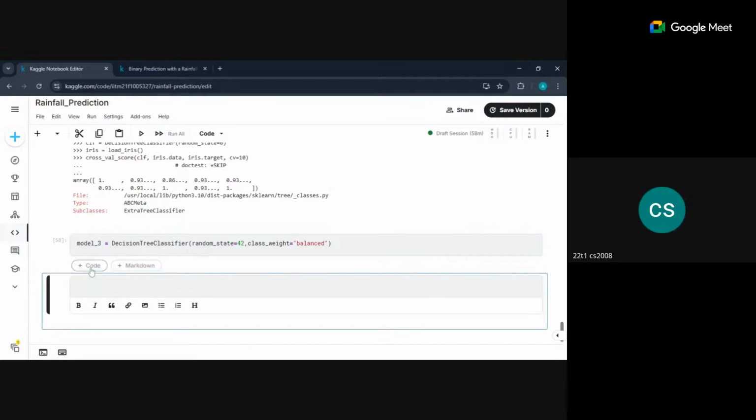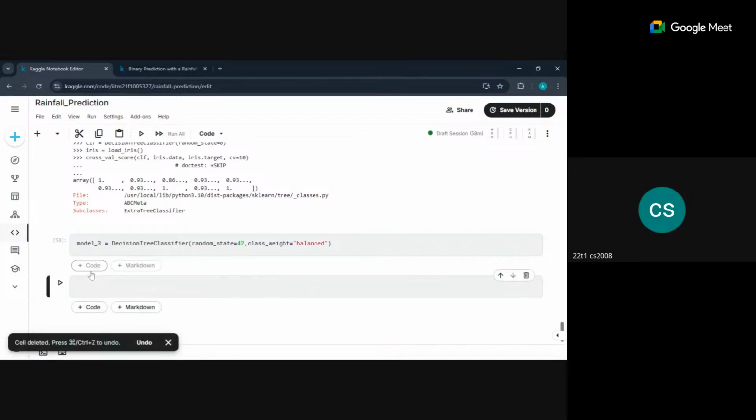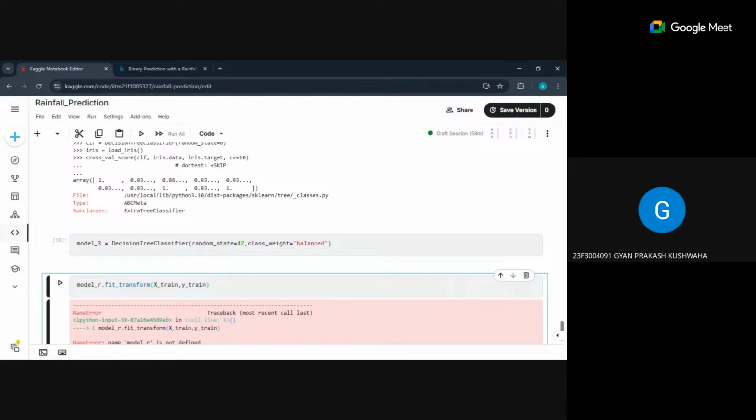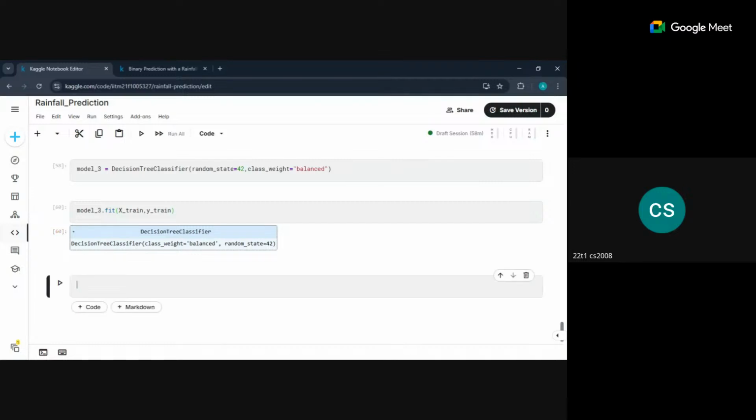So we'll use it to train. Model 3 dot fit, not fit transform, only fit. You're right. So now we have trained a model. This time we've changed the parameter to balanced. Model 3 dot predict.